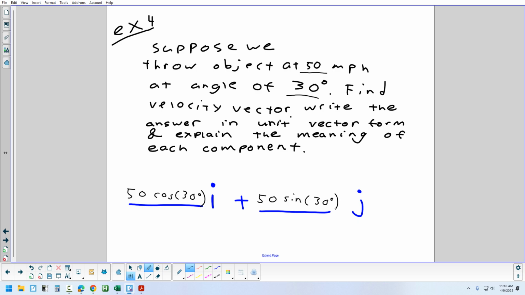Yep. So what you've just done is you had something going at a 30-degree angle, like that. The speed of it is 50. And you broke it up into that green and that blue. That's what we just did. Just broke it up. Okay, let's do it out and see what we get on a calculator.